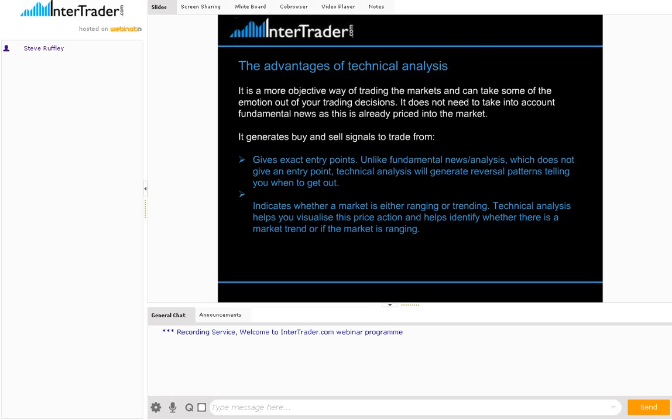And it will give you an exact entry point, unlike fundamental, where you're just buying and selling based upon news and comments. Your technical indicators will tell you where to get in, where to get out.